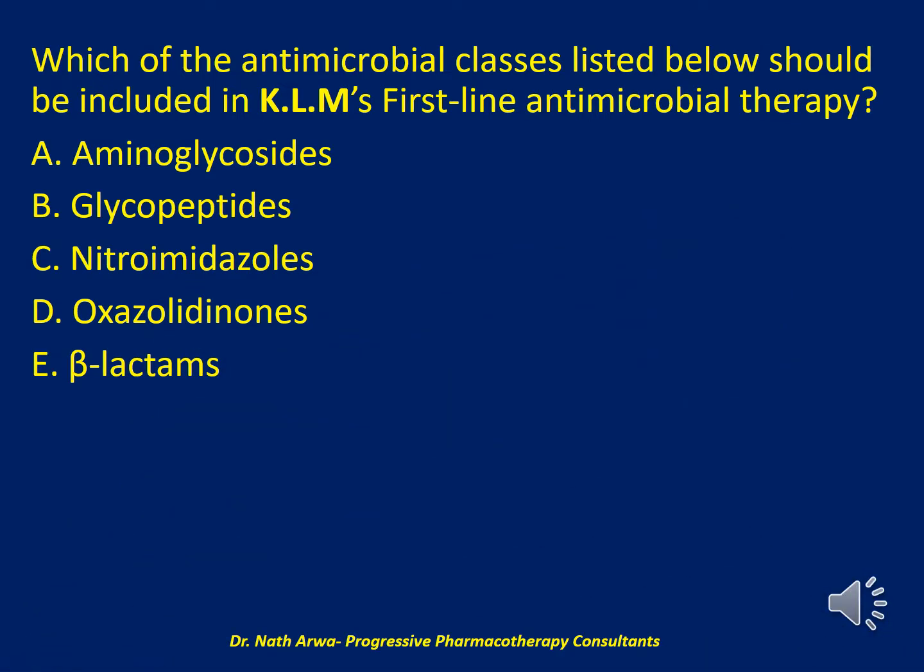So my question to you reads, which of the antimicrobial classes listed below should be included in KLM's first-line antimicrobial therapy? Should it be A. aminoglycosides, or B. glycopeptides, or C. nitroimidazoles, or D. oxazolidinones, or should it be E. beta-lactams? I will give you 10 seconds to choose the correct answer to this question from the listed options.